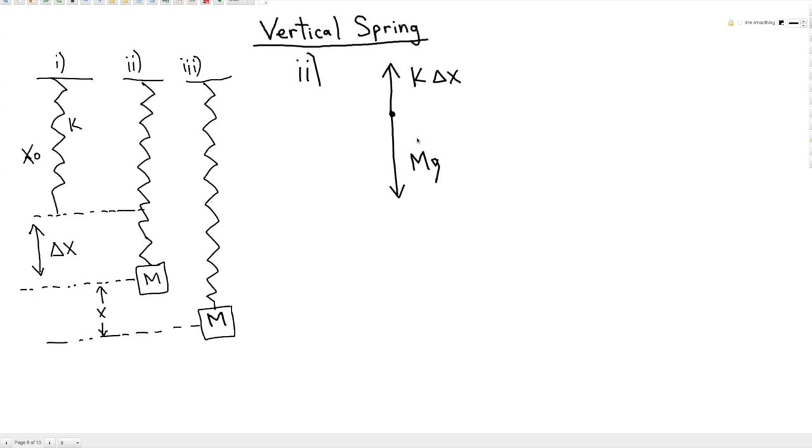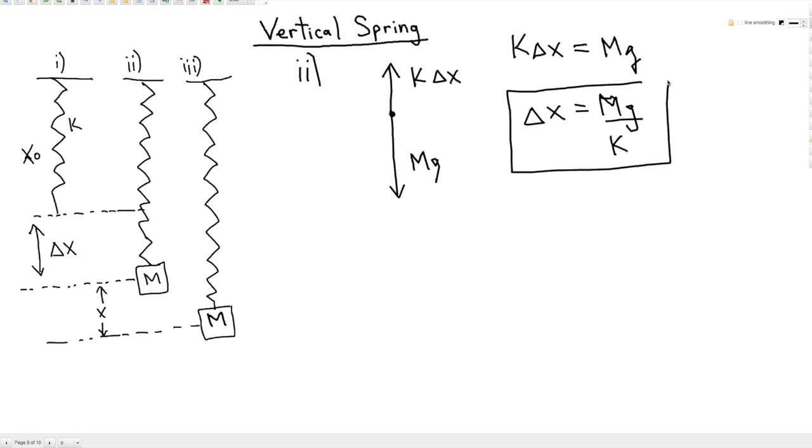Now the system is in equilibrium, therefore those forces have to be equal and opposite to one another. K delta x must be equal to the weight of the object. And one last step, delta x must be equal to mg divided by the spring constant.